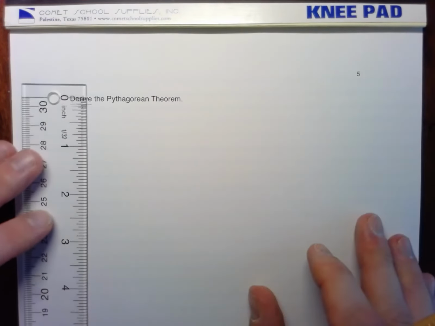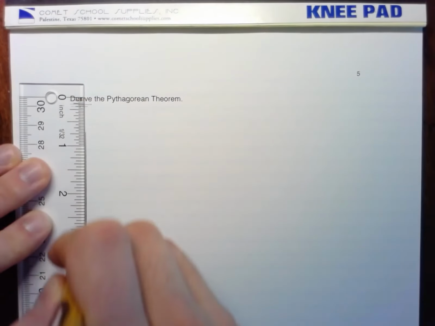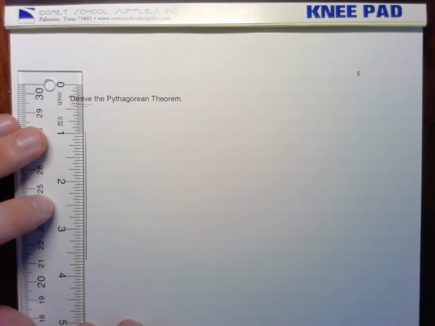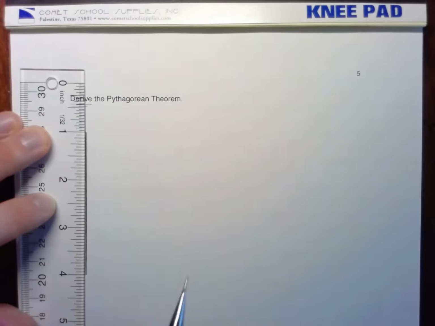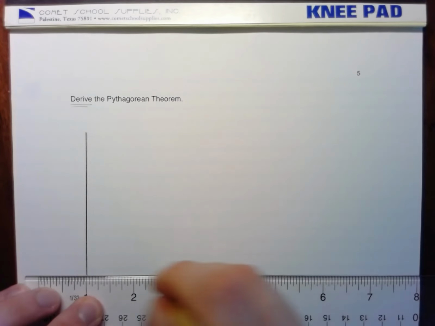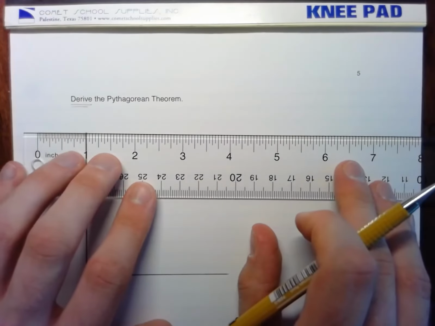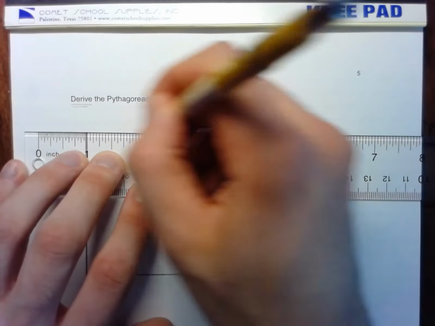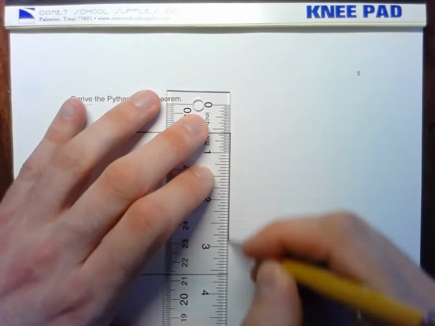So, I want to start by drawing this thing that looks like this. Okay, so I'm going to draw a square, and I made that a little bit too short. So there's that. I'm just drawing a square, and the side length doesn't actually matter. I'm making them 3 inches, but it doesn't matter at all. It's a derivation. It'll work for any size square that you draw.